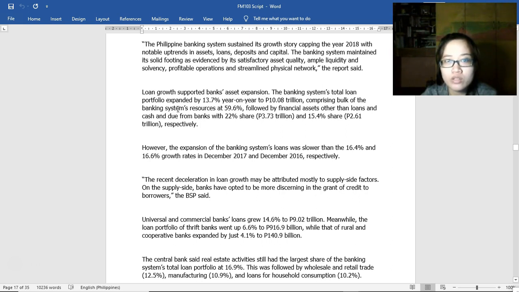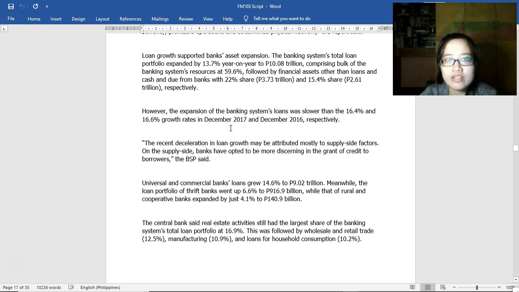The banking system's total loan portfolio expanded by 13.7%. Many people have been borrowing, okay, or it's not necessarily the number of people, but the amount of money being borrowed by the borrowers, okay. However, the expansion of the banking system's loans was lower than the 16.4% and 16.6% growth rates in December 2017 and 2016 respectively.